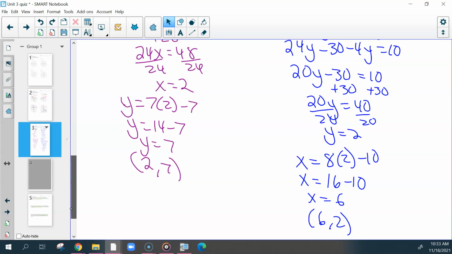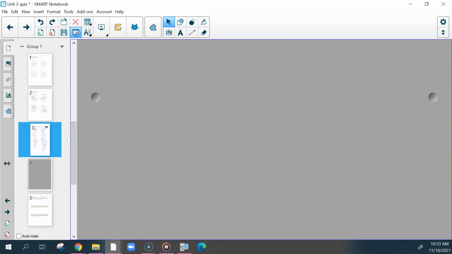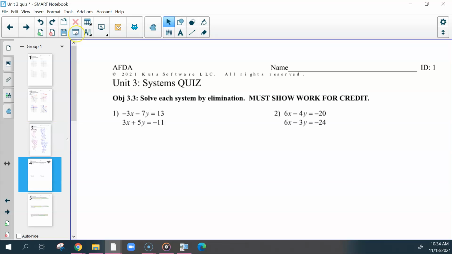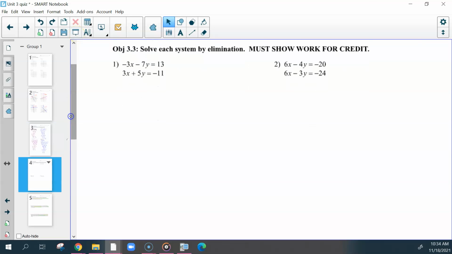Any questions on this last one before we get into elimination? All of the elimination problems were worth 4 points apiece: how you eliminated, solving to get the first variable, solving to get the second variable, and your ordered pair.